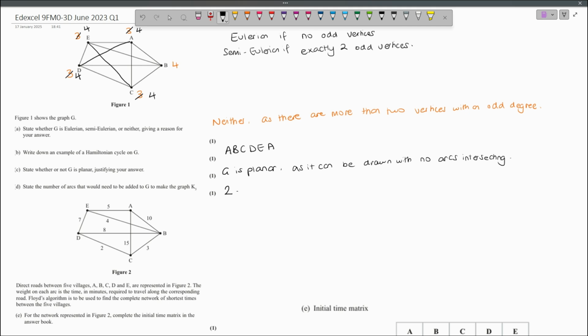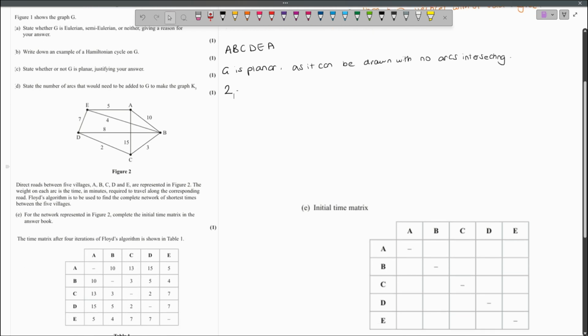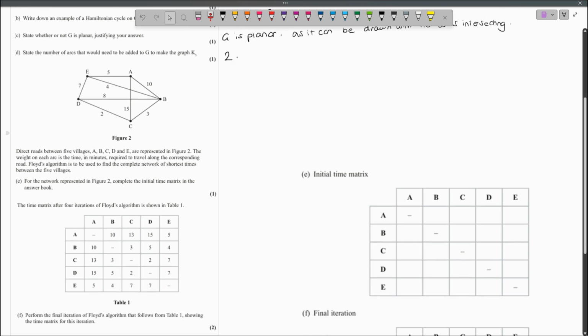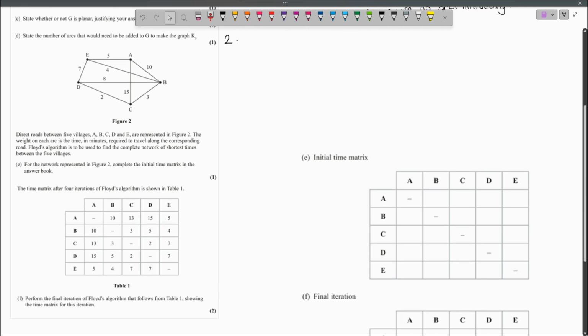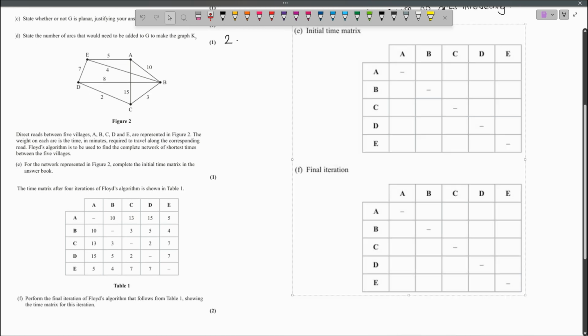Last but not least, we need to set up an initial time matrix for Floyd's algorithm and perform a final iteration of Floyd's algorithm. So let's try this now. So setting up our initial time matrix, we are only considering direct connections between vertices. So we aren't considering routes that we can spot. We can only consider the edges that we have, like a computer would.